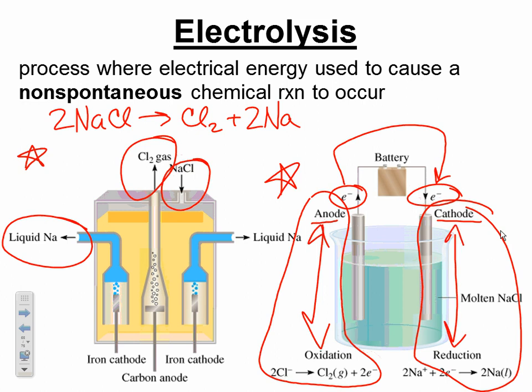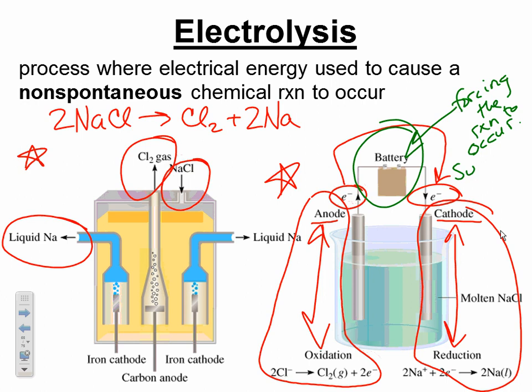But we do have a big difference in that we have this battery here instead. And we don't expect to necessarily see a battery there. That's the difference from the voltaic cell. This is the battery. This battery is what is forcing the reaction to occur. It supplies the electricity. So that's what is getting this reaction to happen.